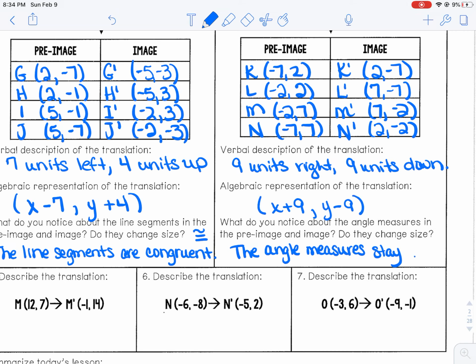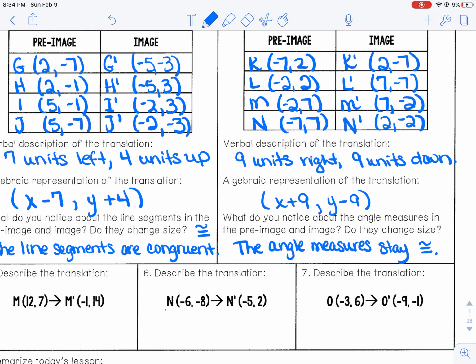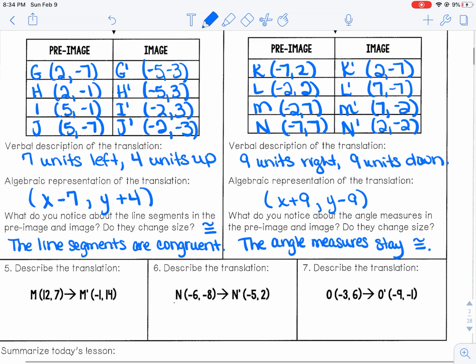So I'm going to do my little fancy symbol. My angle measures stay congruent. So the line segments are congruent, and the angle measures stay congruent. The only thing that changes is its resulting position.